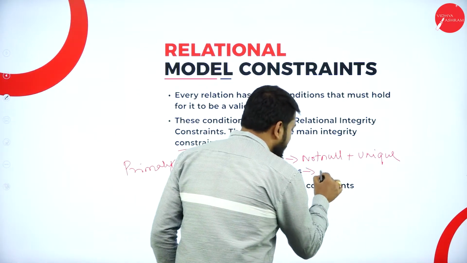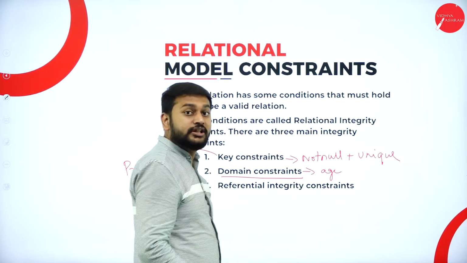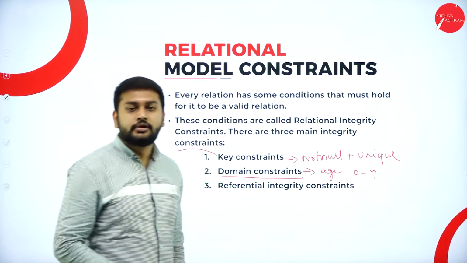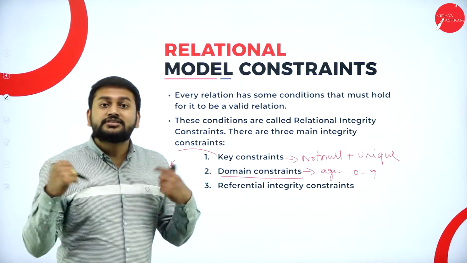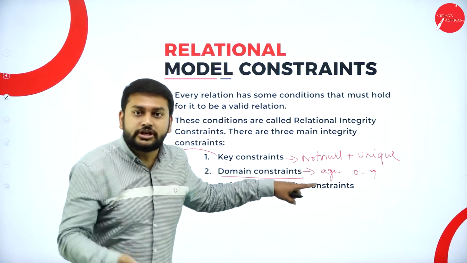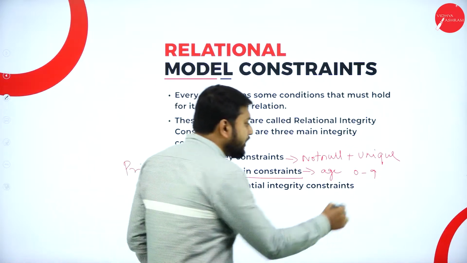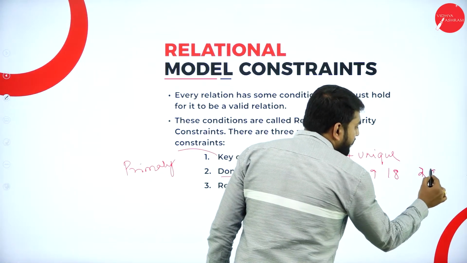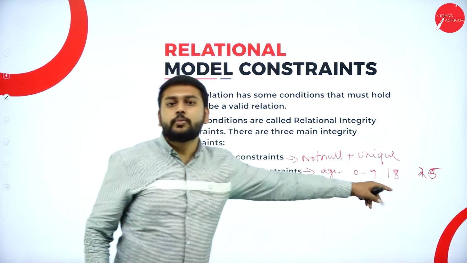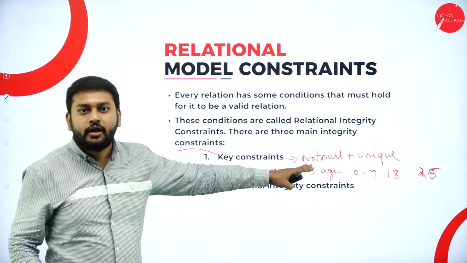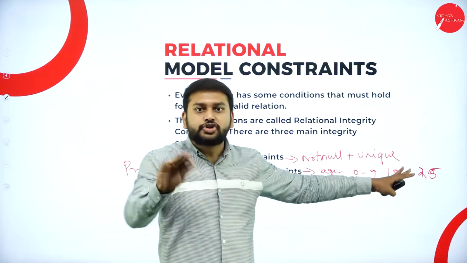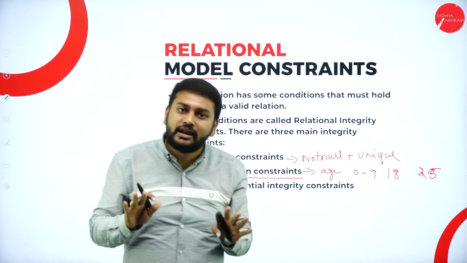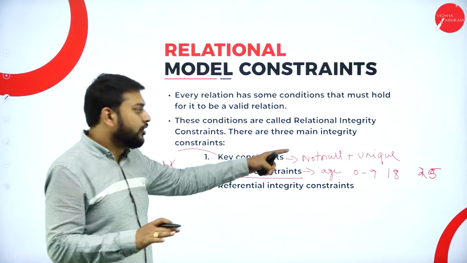What is my domain? My domain is age. When it comes to age, the number I enter should be a combination of 0 to 9 digits. That is a constraint that I'm entering. Or you can also set one more constraint: it should be more than 18 and less than, let's say, 25 or something like that. So this is my domain constraint. Apart from these numbers, I will not take any other number. If I take any other number, it should say that it is invalid. That is what I call a domain constraint.